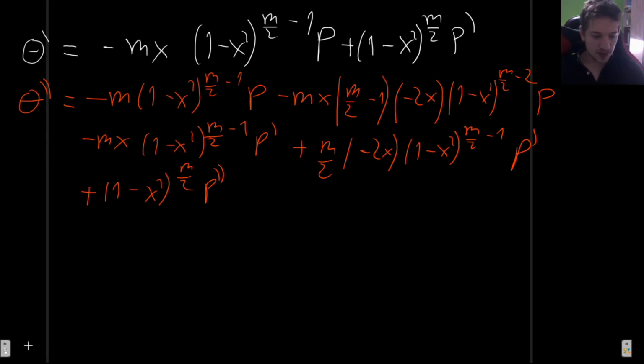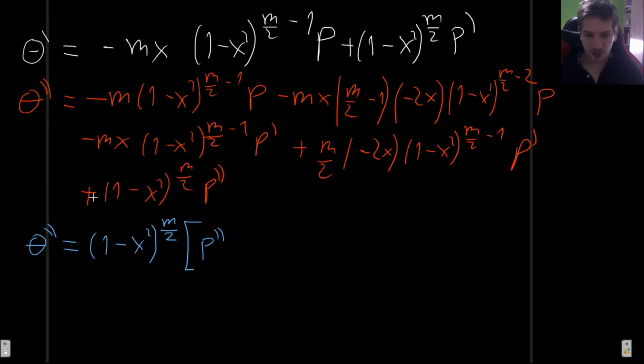Now let me change color once again, because I want to write this but simpler. How can we simplify this expression? Well, first of all, notice that all of these terms have 1 minus x squared to the m/2 power. So let's factor that out. So we get (1 minus x squared) to the m/2, and this is going to be a product of all of these things. So let's begin with the second derivative. Here we just get p prime prime. Okay, so I already considered this. I'm just going to put a line there so I make sure that I don't consider it twice.